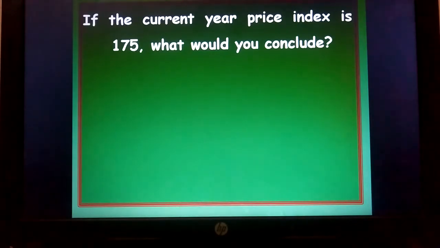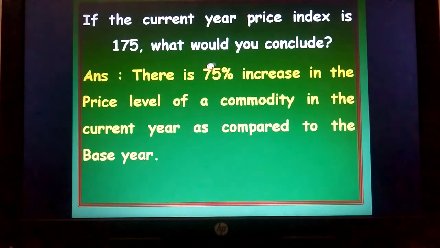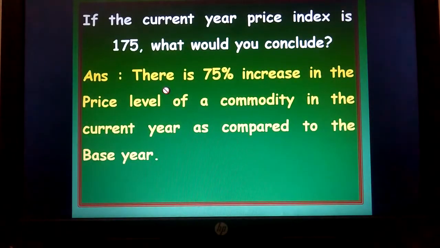75% increase in the price level of the commodities, because look at the cursor here. In the current year, the price index is 175, it is given. That means the index number is based on price. So we will write 75% increase in the price level of commodities in the current year as compared to the base year. That is what the conclusion should be. There is a 75% increase in the price level of a commodity in the current year as compared to the base year.